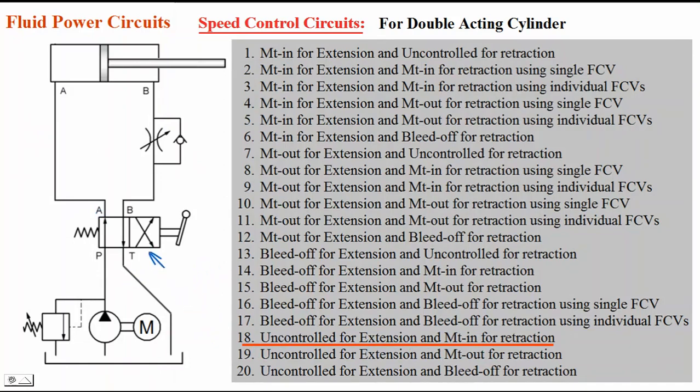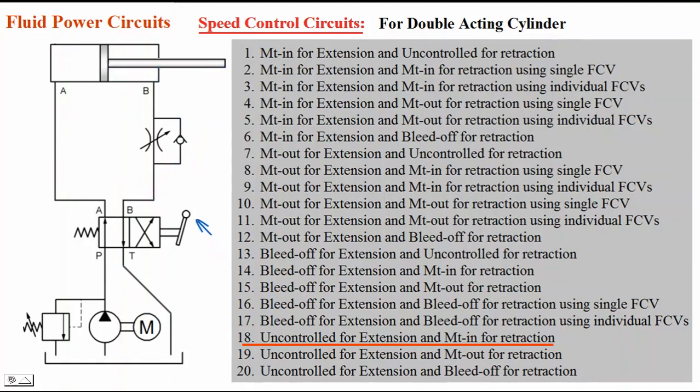Okay, in this position of the spool, oil which is coming from the pump is flowing to A, P to A, B to T connection is there. Oil is flowing from P to A like this, and oil which is there on the other side of the piston is flowing through this check valve. It is free flow. That's why during extension there is no control over the speed. That is uncontrolled for extension.